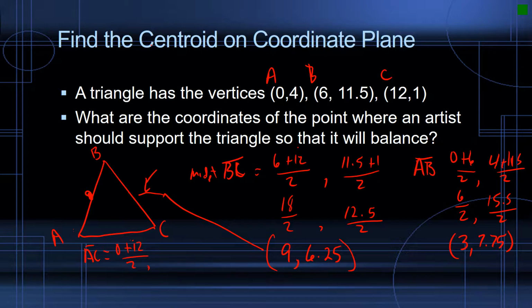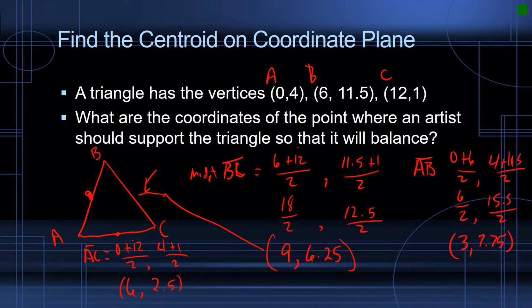Comma, 4 plus 1 over 2. And 12 over 2: 0 plus 12 is 12, and 12 over 2 is going to be 6. And 4 plus 1 is 5, divided by 2, and that's going to be 2.5. And so that would be this coordinate. All right. Now that would let us establish where the medians are, and then we've got to find the centroid.